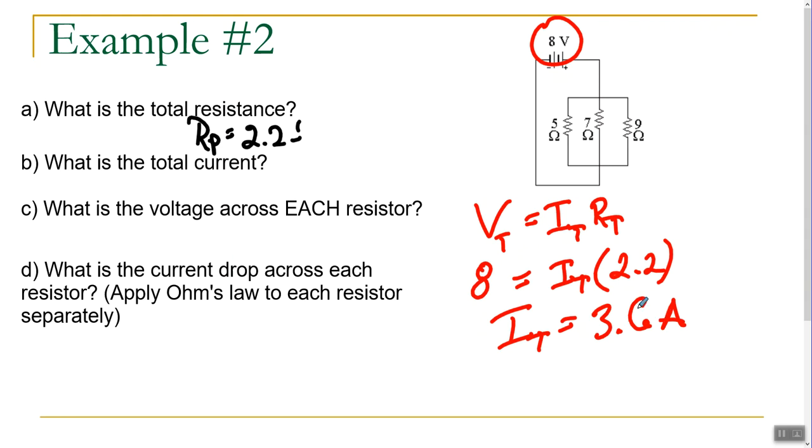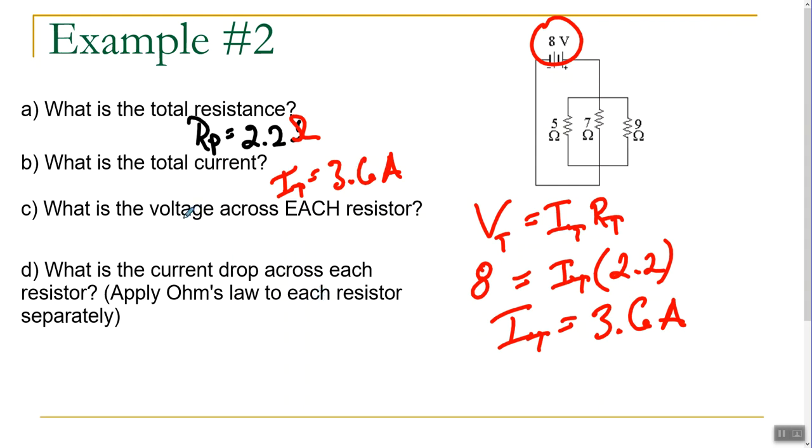Let me pause on that. Let me double check and grab a calculator. Yep, we are still good. So the total current here is going to be, oh, somehow that got erased. So I'm going to do current total equals 3.6 amps.